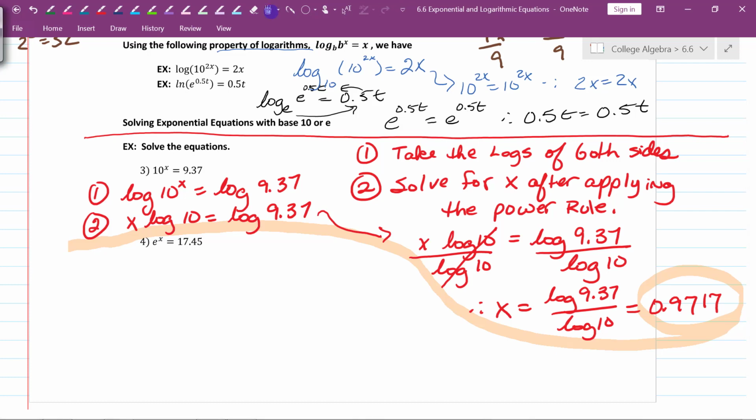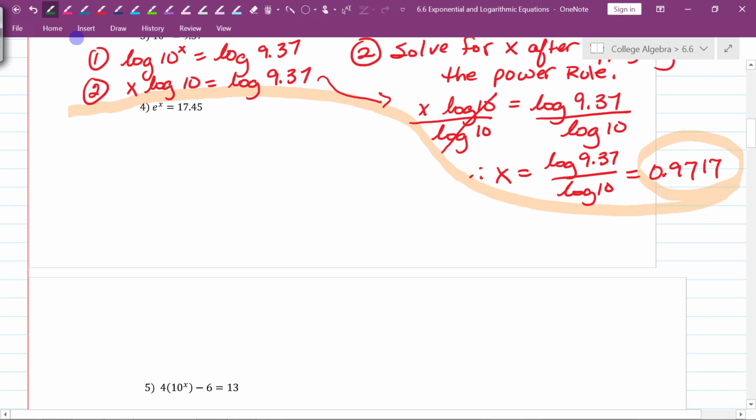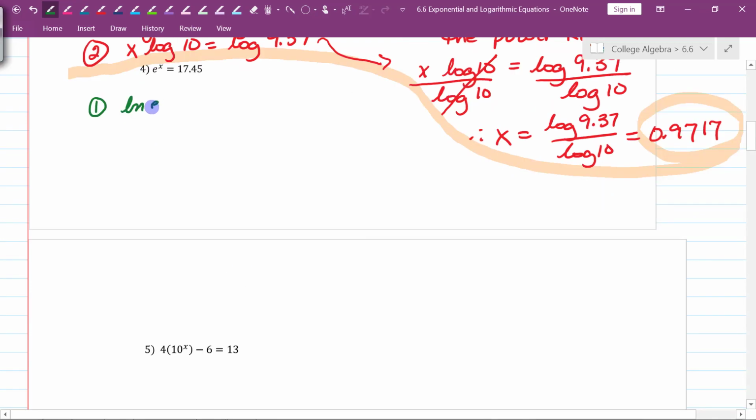Looking at problem 4. Step 1 again is going to be taking the log of both sides. When you see an e and you're going to be taking the log of an exponential and it actually has e in it like this, take the natural log because you need the same base. It helps out a little bit, okay? So we're going to take the natural log of e to the x is equal to the natural log of 17.45. Step 2, we're going to let that be the power rule.